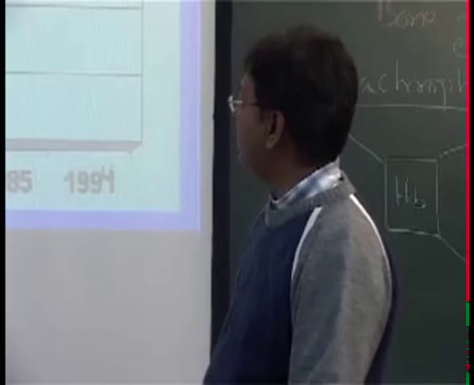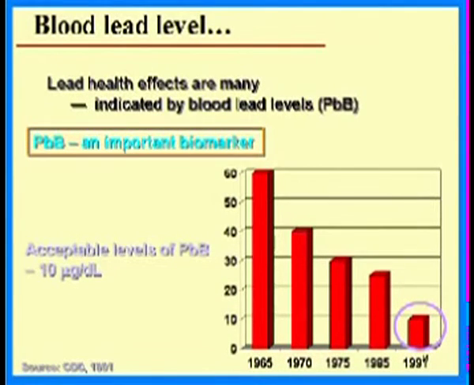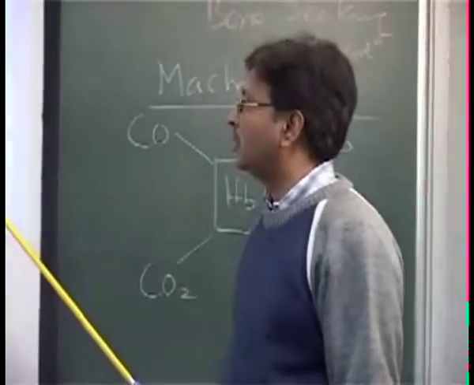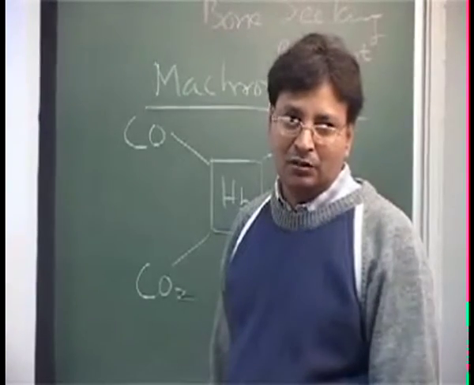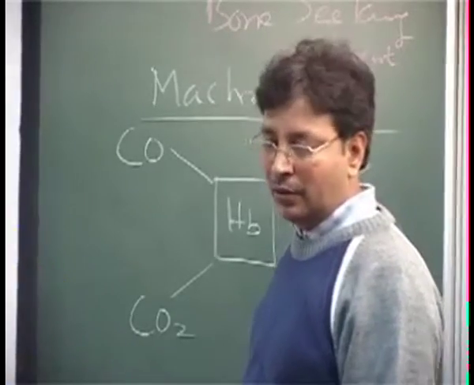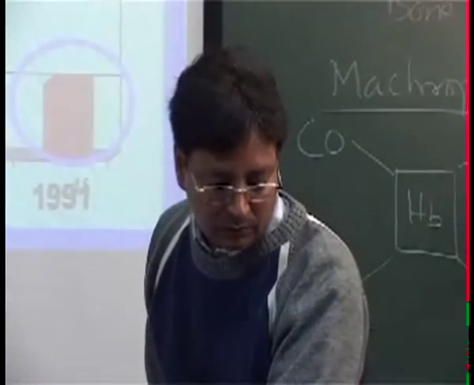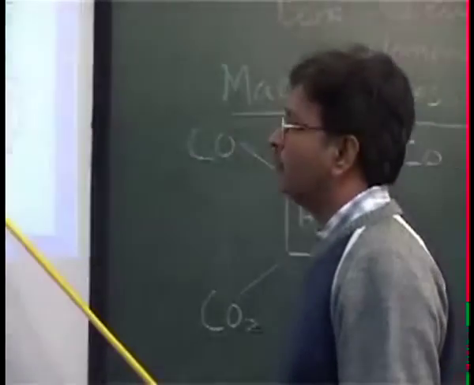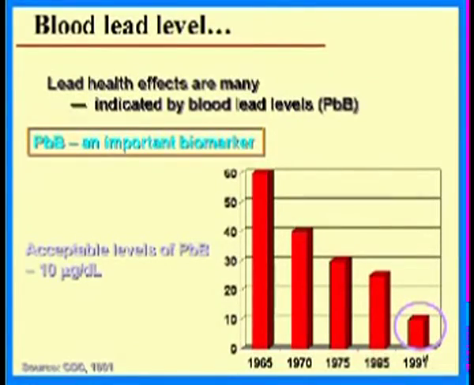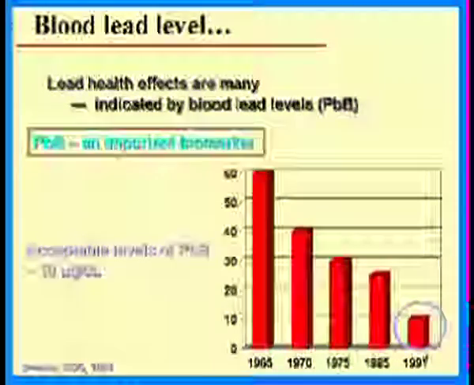Then it was 30, and it stayed 30 for many years. By 1985 people said around 24. By 1991, more science came up and said it should be 10. The recent paper in 2003 is talking about even below 10 microgram per deciliter. Maybe adults are safe, but children get affected. So the acceptable level in 1991 is by and large still accepted, but it is now believed that we need to go below 10 microgram per deciliter. So this is the story of lead.